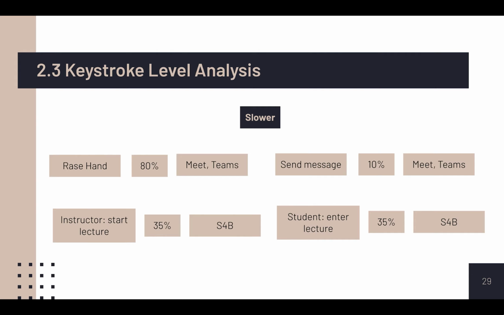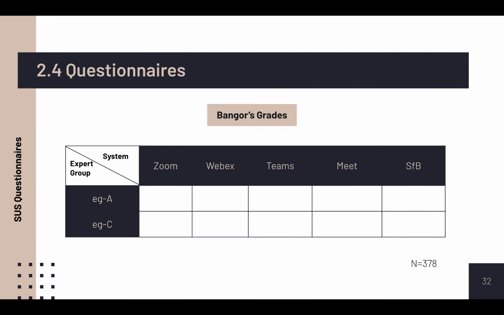Online questionnaires consisted of some demographics, a System Usability Scale questionnaire, aka SUS, which is a simple 10-item Likert scale measuring perceived usability for each platform, and some open-ended questions to let people express their opinions freely about these systems. Based on the SUS score, here are the grades on Bangor's grading system.